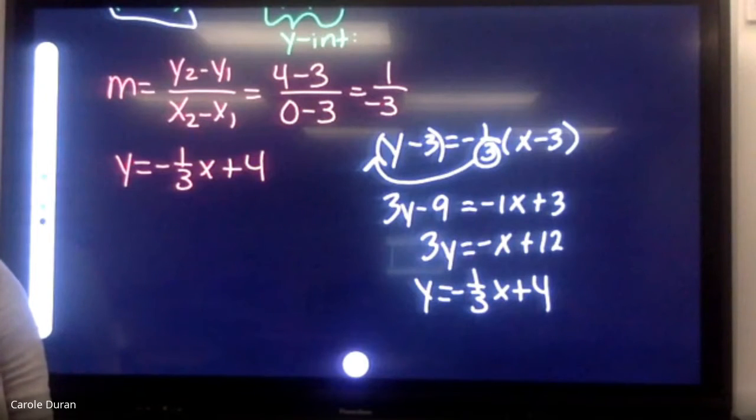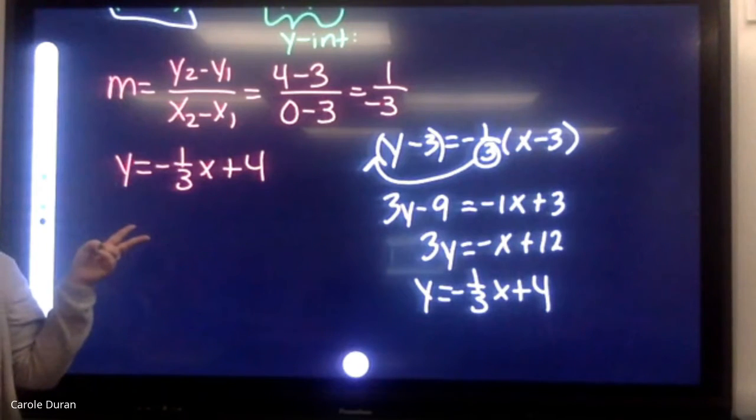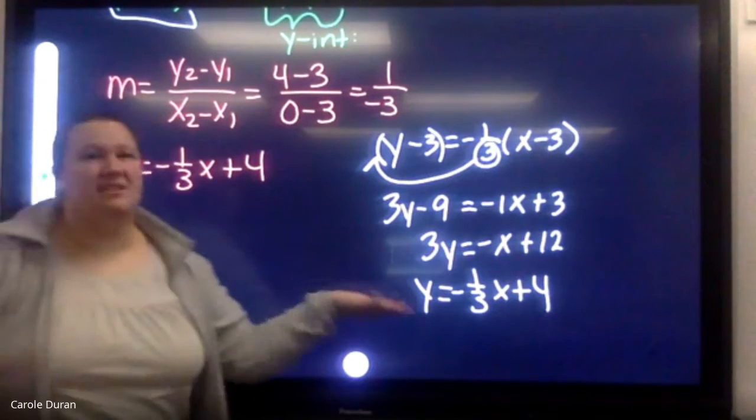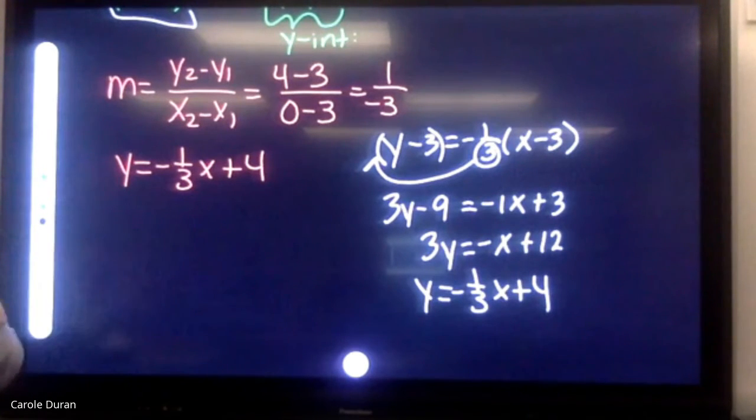I will also point out, if I was given 2 points, it doesn't matter which one I use. If I do all my work right, it's still going to come out to the same equation. Okay? So it does not matter which one of those points you pick to plug in. The next one I'm going to let you solve on your own, and then we will do it together.